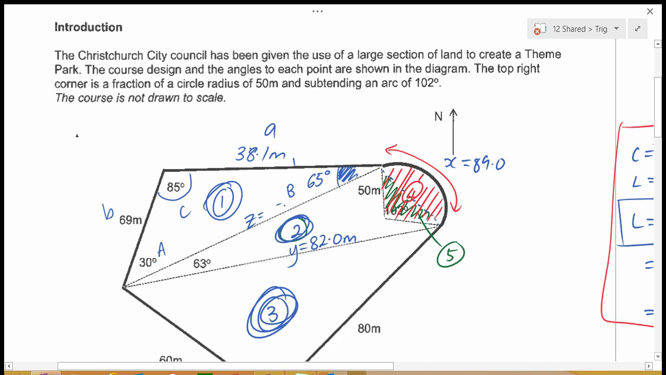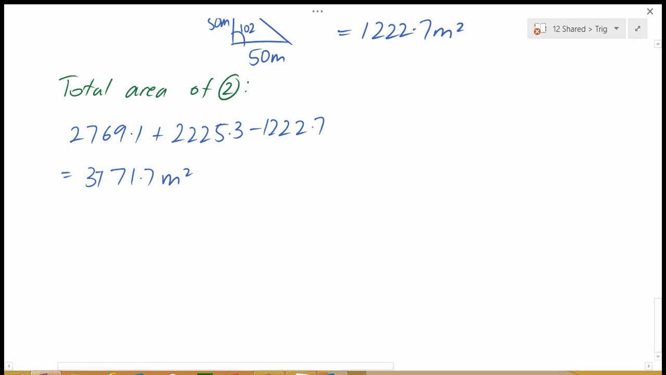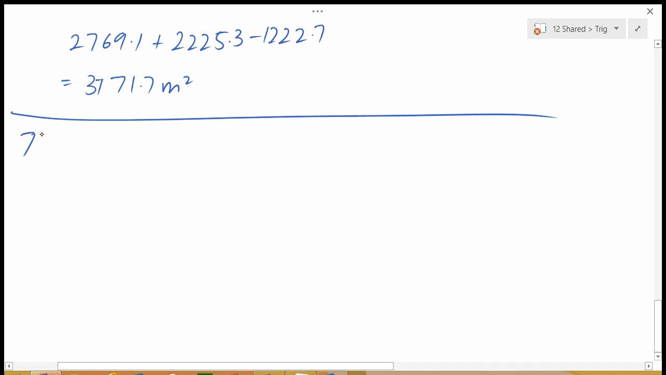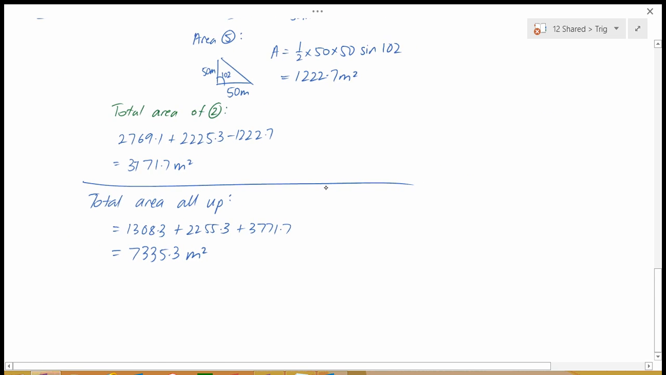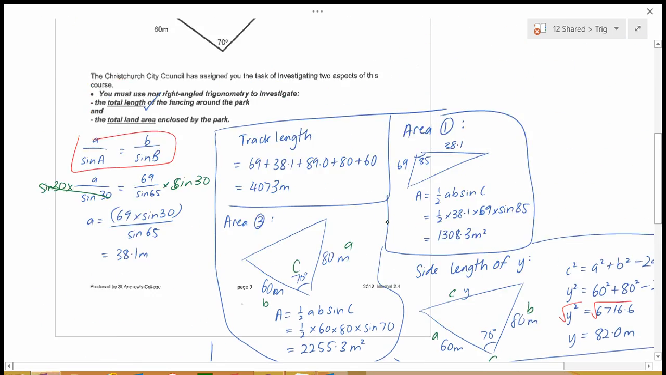Now we've found triangle 1, we've found this area here, and we've found this area here. So our total area is to add them all together, and so we'll write that under here. Total area all up, and that's all those areas that we've worked out. So that's going to be 1308.3 plus 2255.3 plus 3771.7, and that comes out as 7335.3 metres squared.